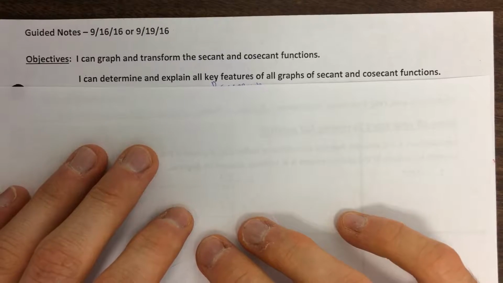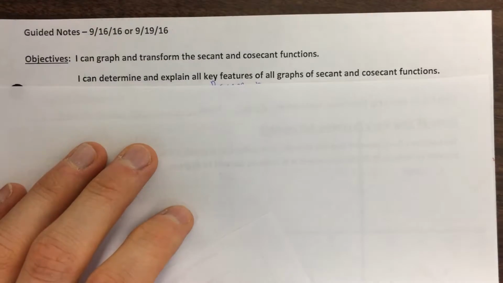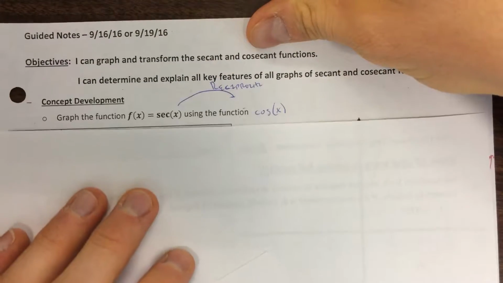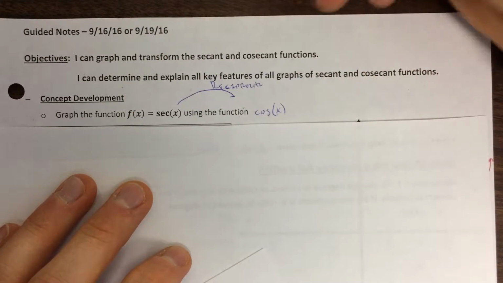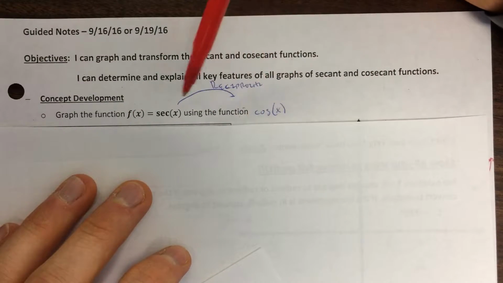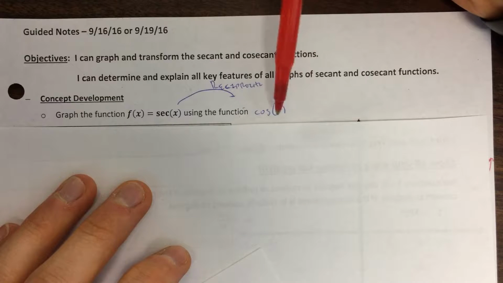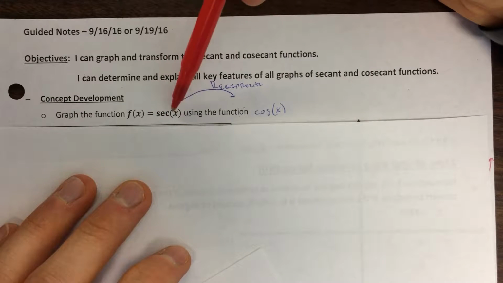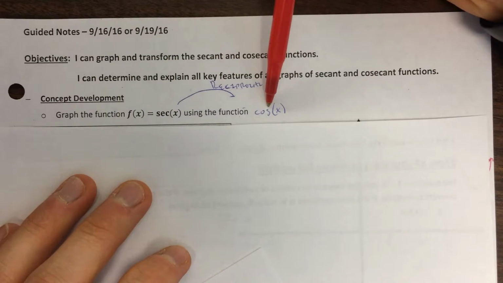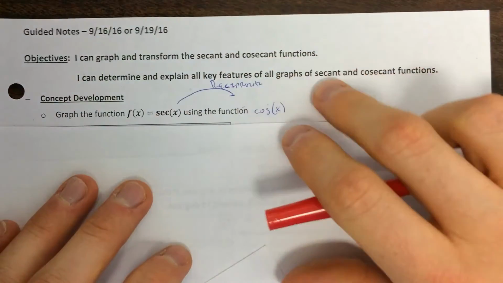But we're going to graph secant to start, and we're going to graph secant using cosine because cosine and secant are reciprocals of each other. So if we can graph cosine, if we can find the values for cosine, then maybe we can do secant because secant is the reciprocal of cosine.